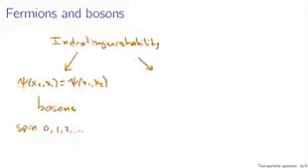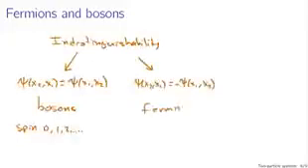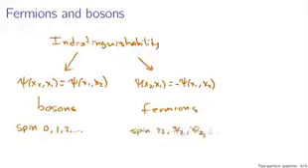If you make the other choice, say psi of x2, x1 is equal to minus psi of x1, x2, that's the case for fermions. And fermions, we said earlier, were particles with half integer spin. Spin 1/2, 3/2, 5/2, etc., on up to infinity. There's actually quite a lot that you can do with this.